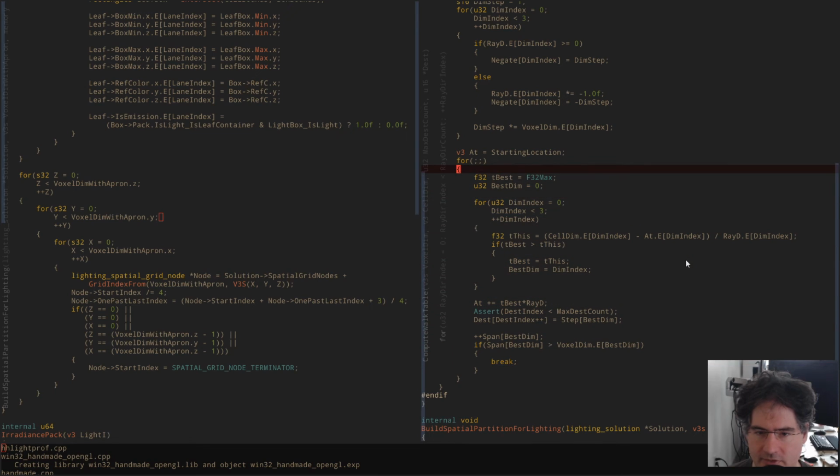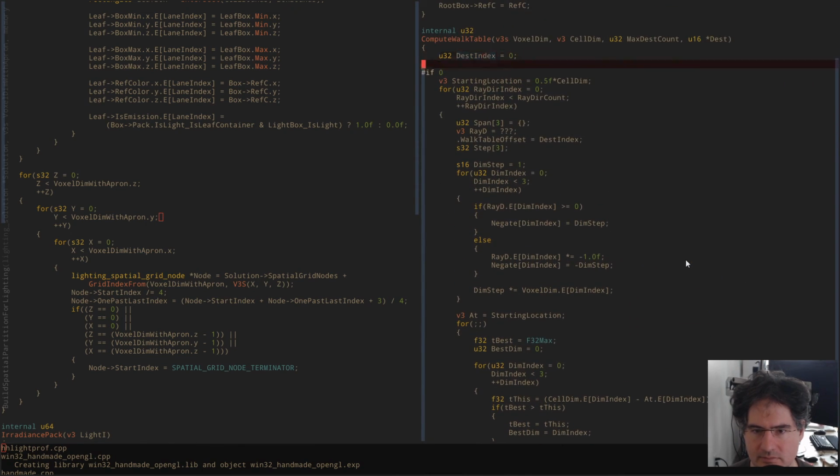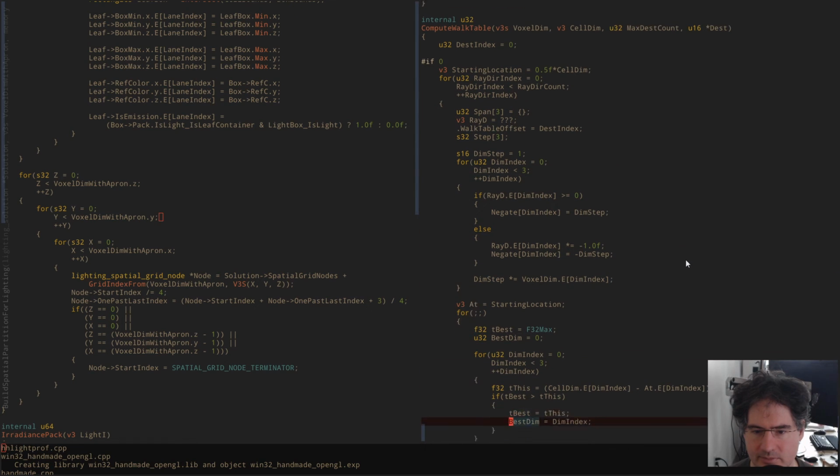And then each time through, it starts T best at F32 max, and then it looks through each one to see which one it will go to first. So we more or less are tracking the T through, because we know the at value. So I think all we would really have to do is just take the dot product along the ray of the at value, and then you're pretty much done. So I think that just solves the problem, right?